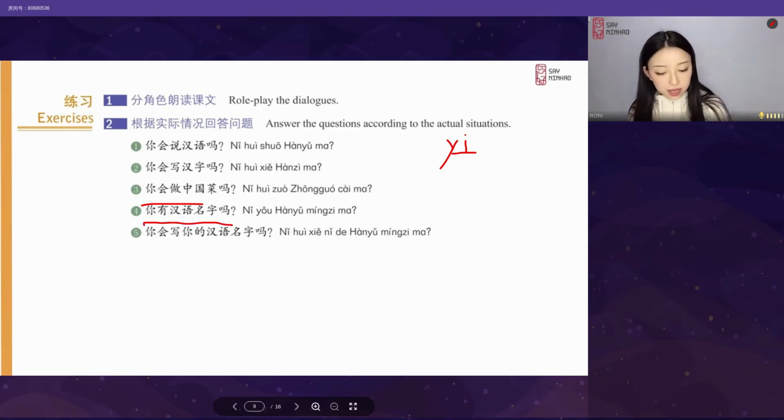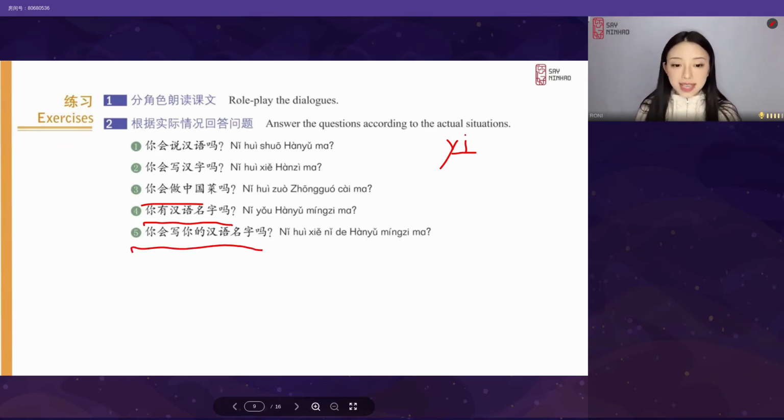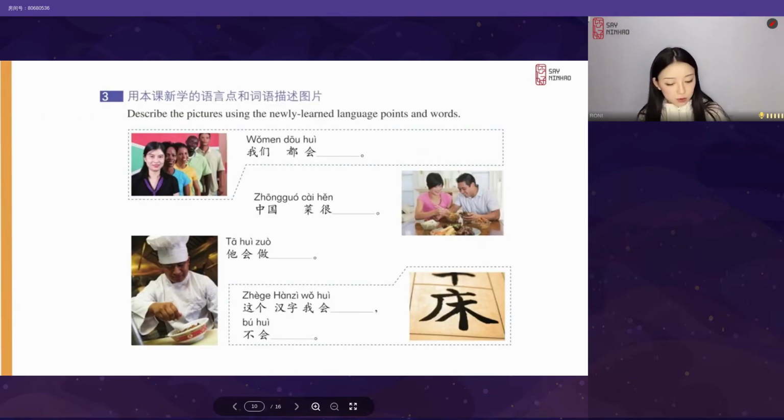Very good. Next one. 你有汉语名字吗? 有 means have, so 你有汉语名字吗? Do you have a Chinese name? 我有汉语名字 or 我没有汉语名字. Okay, last question. 你会写你的汉语名字吗? If you have one, 你会写你的汉语名字吗? Okay, the answer is 我会写 or 我不会写. Okay, now let's move on to the next part.